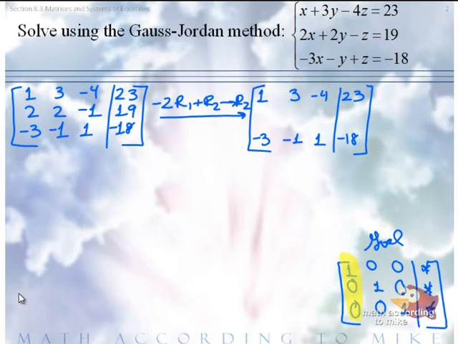And off to the side, let's write down what negative 2 times the first row will look like. What's negative 2 times 1? Negative 2. Times 3, negative 6. Times negative 4, 8. Times 23, negative 46.